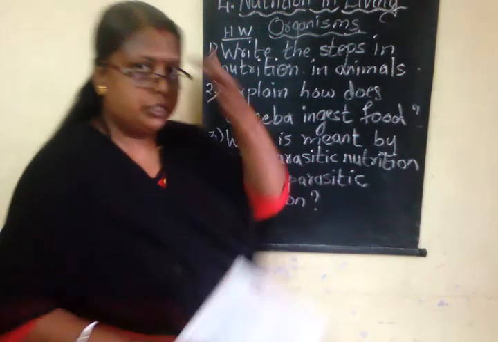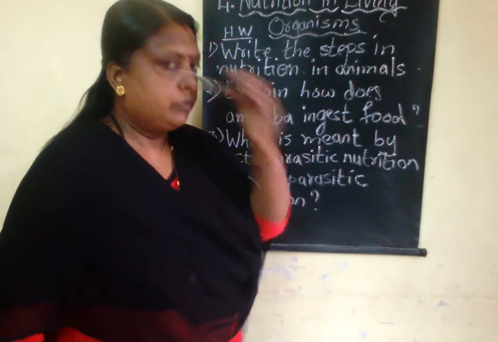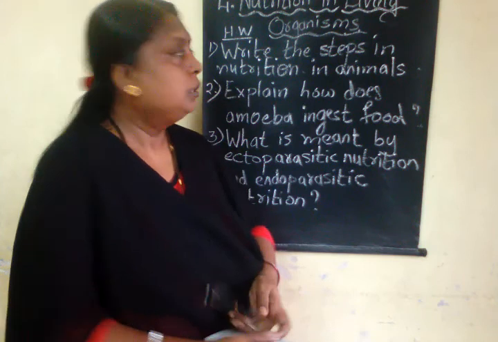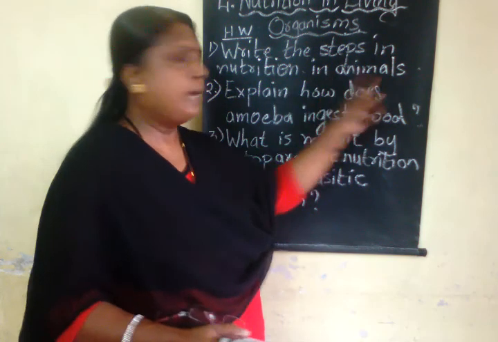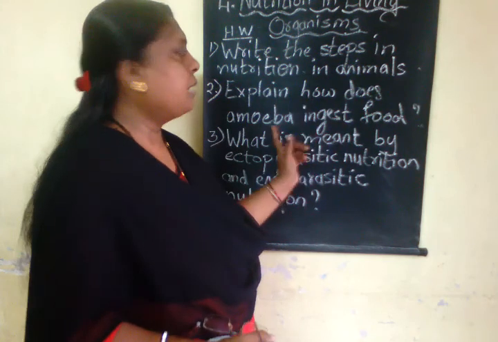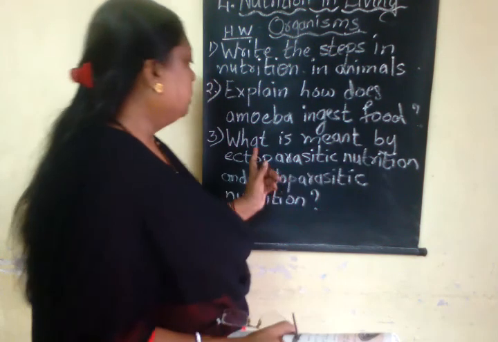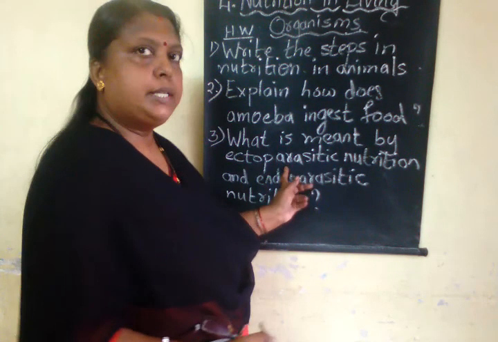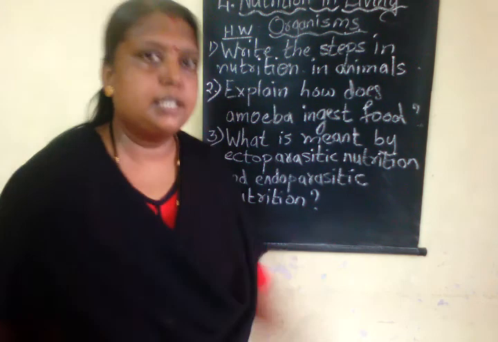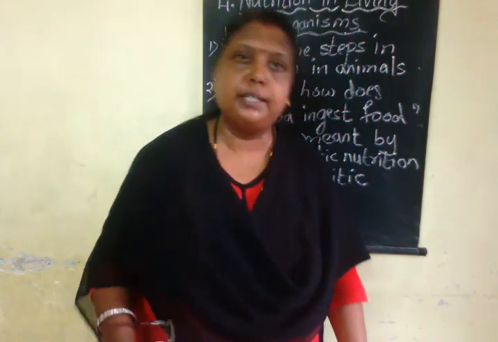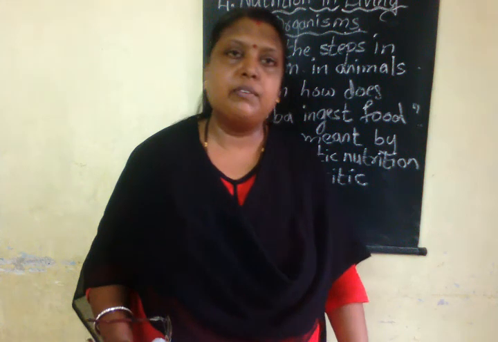Okay, see the 3 questions, children. After this, we'll meet in our next lecture. First question is, write the steps in nutrition in animals. Second, explain how amoeba ingests food. Third, what is meant by ectoparasitic nutrition and endoparasitic nutrition. All the answers are there in the textbook. Read carefully. You will get the answer, and we'll meet in our next lecture.